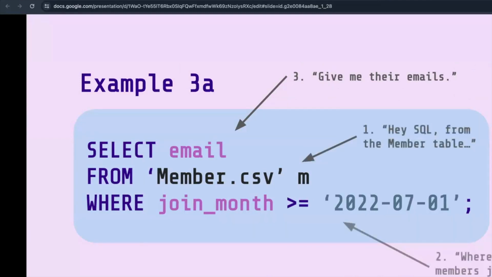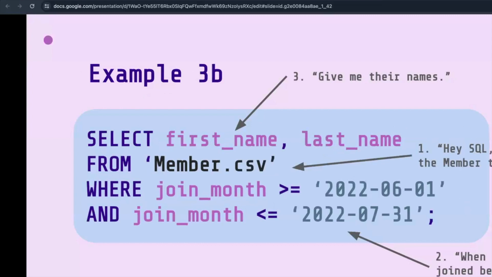Okay, moving on. Here's another example, but this time we're changing it. We're adding 2 columns that we're selecting from, right? First name, last name. And this time we're doing 2 conditionals as well. We're using the and word operator, and we're saying join month greater than a specific date and join month less than a specific date. So this will give you that intersection, right between those dates. So we're saying look up the names of members who joined in June and July.